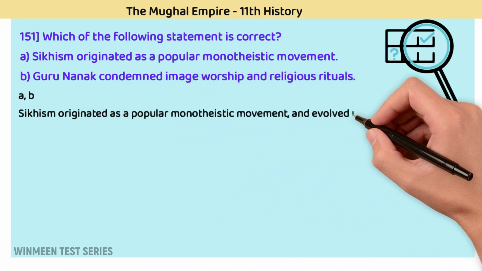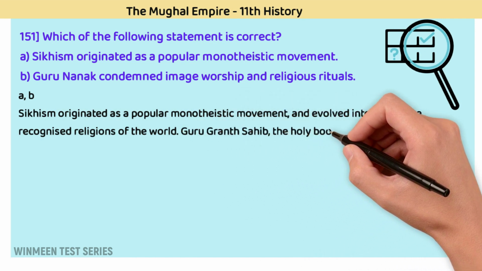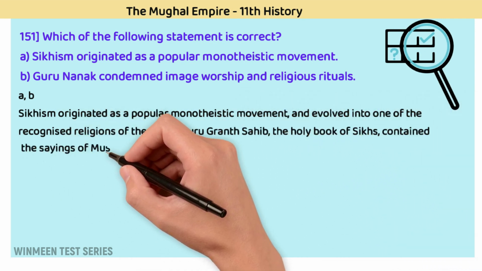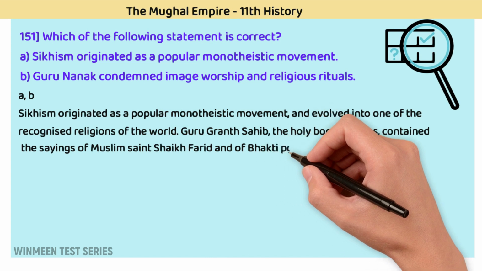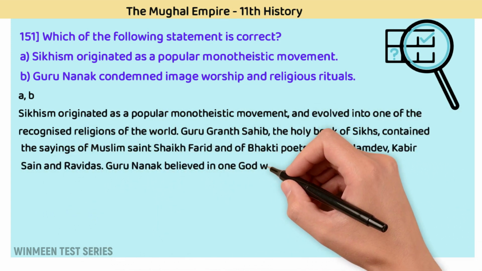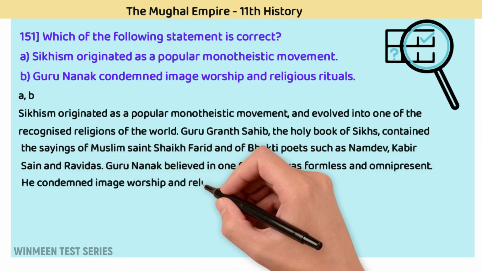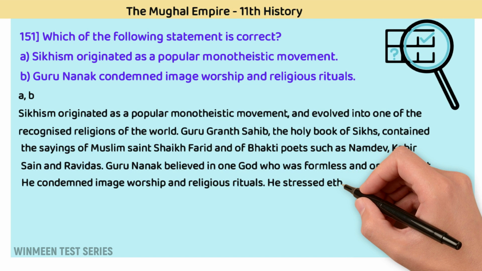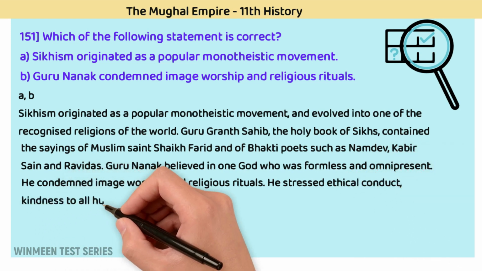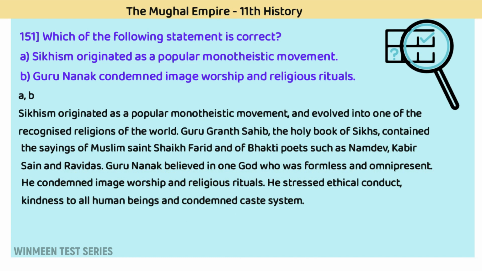Sikhism originated as a popular monotheistic movement and evolved into one of the recognized religions of the world. Guru Granth Sahib, the holy book of Sikhs, contained the sayings of Muslim saints like Sheikh Farid, and of Bhakti poets such as Namdev, Kabir, Sain, and Ravidas. Guru Nanak believed in one God who was formless and omnipresent. He condemned image worship and religious rituals. He stressed ethical conduct, kindness to all human beings, and condemned caste system.